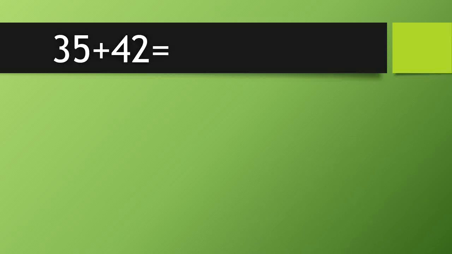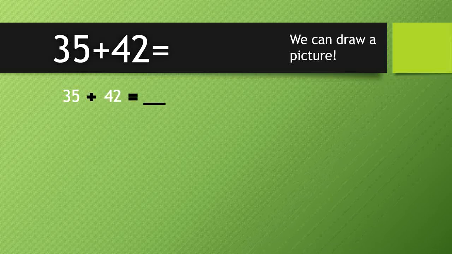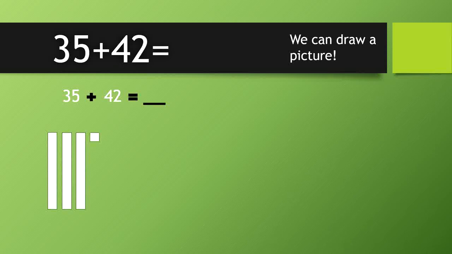35 plus 42. Which strategy should we use first? We can draw a picture. Great idea. Let's try. 35 plus 42 equals blank. Let's draw out 35 first. 10, 20, 30, 31, 32, 33, 34, 35. Plus, now we need to draw out 42.